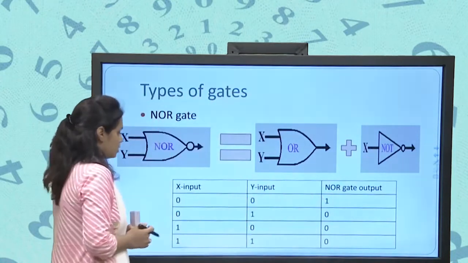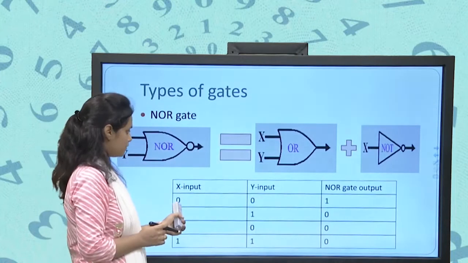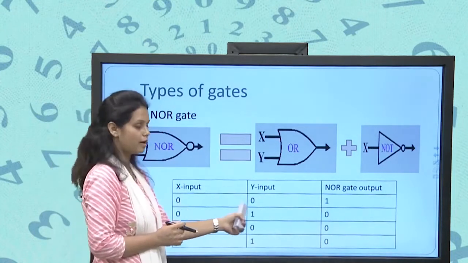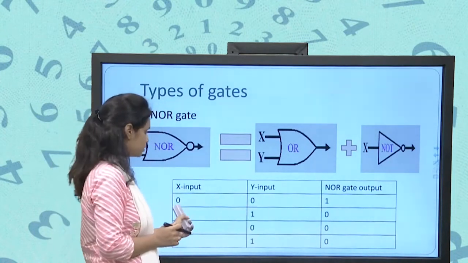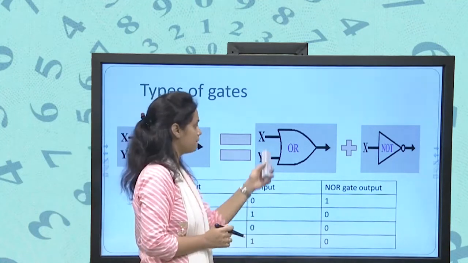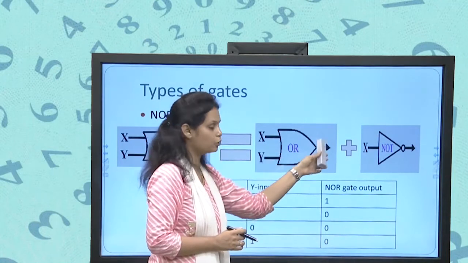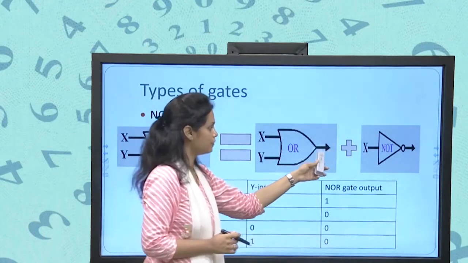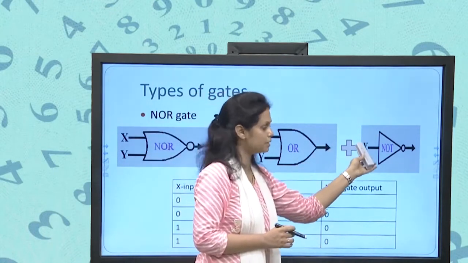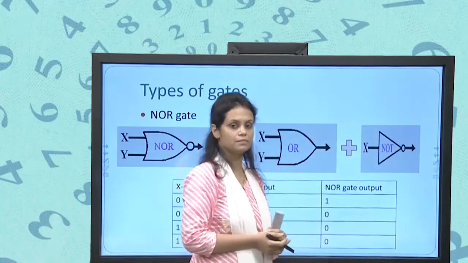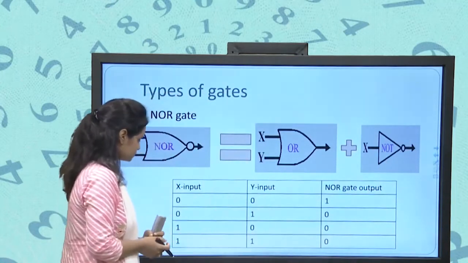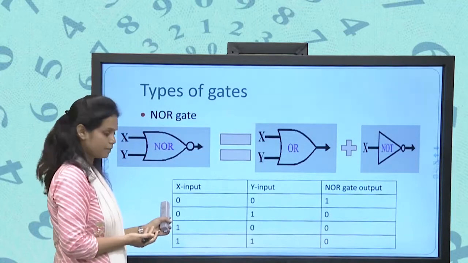In the next example, our x input is 0, y input is 1. So 0 and 1. The output of the OR gate is 1. We will pass it over here. The output of this NOT gate will become 0. Fine. The next is the same as above.